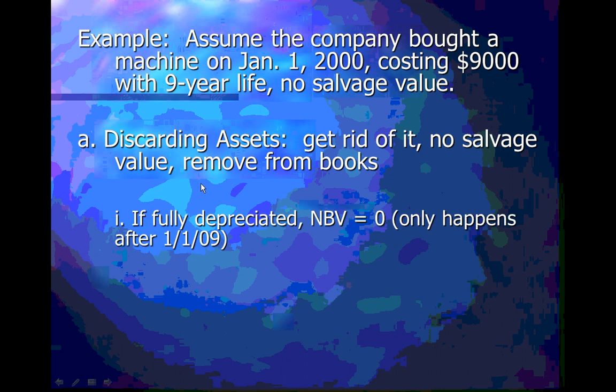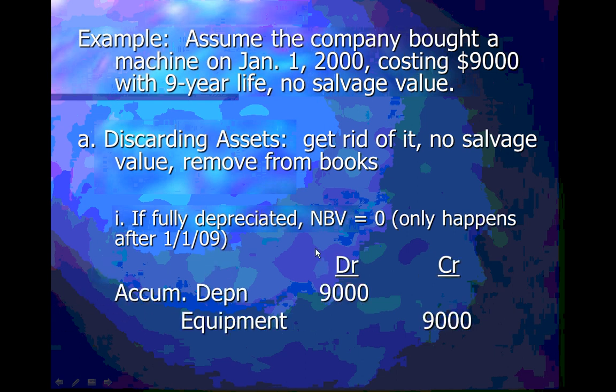So this is the first example here. If it's fully depreciated and the net book value is 0, that would only happen 9 years in, okay? So there we go. If net book value was 0, then we would just say, okay, we got rid of it, take it off the books. That's the simplest example. It's fully depreciated. There's nothing else to do, and we didn't get any cash or other assets for this asset when we got rid of it. That's the simplest case, okay?